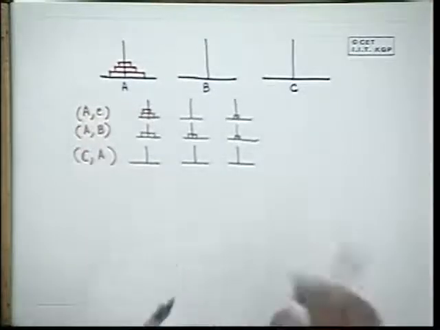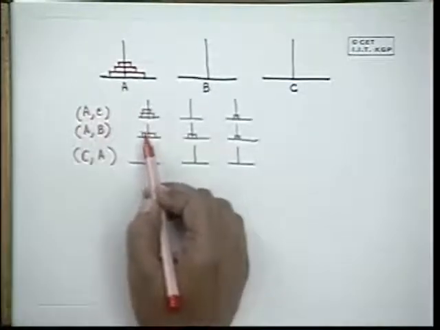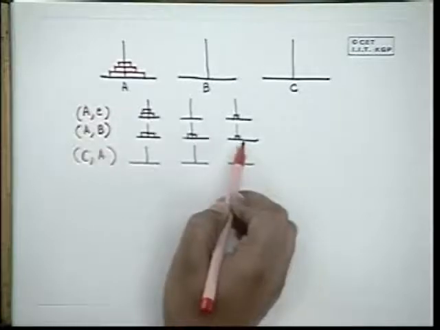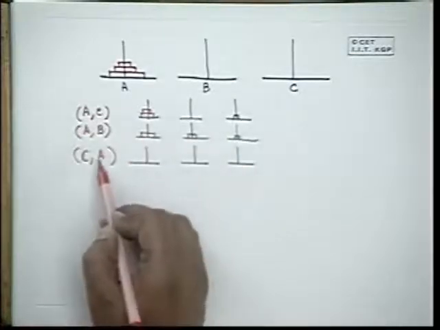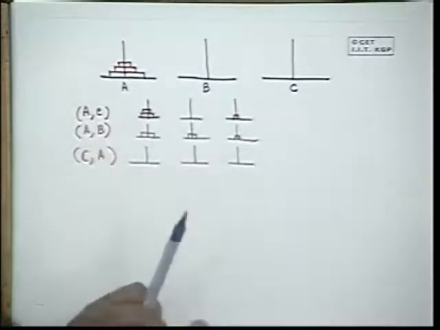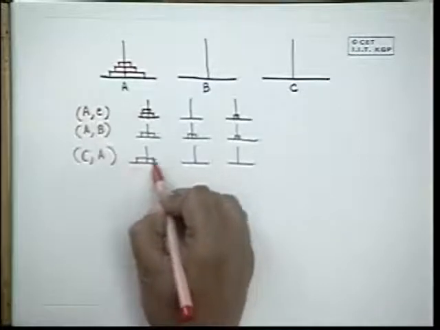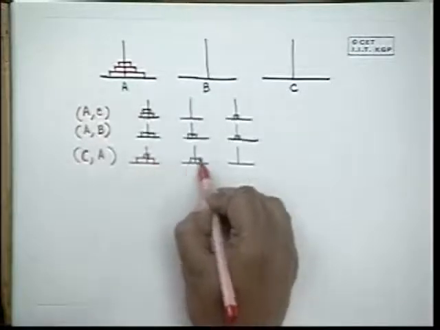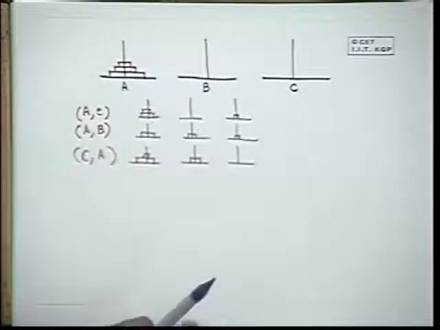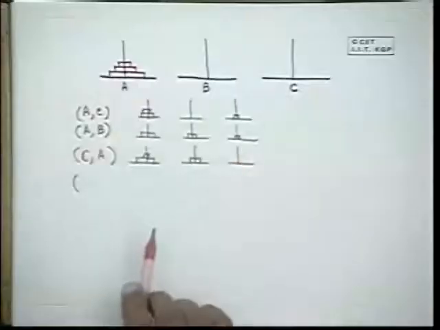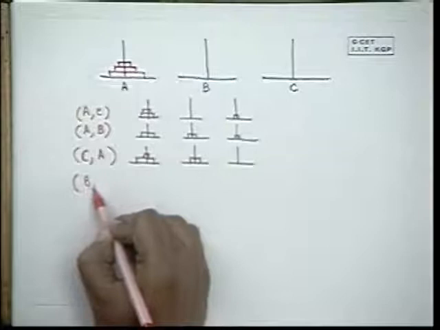Sorry, C to B. You could have also moved C to A, but if you move from C to A, it would not have led you anywhere, because you would have had to move this. You can move from C to A also. You can move from C to B also. Suppose we take the choice from C to A, let's see. Next, any other? Now the only alternative is to move this one here, B to C.